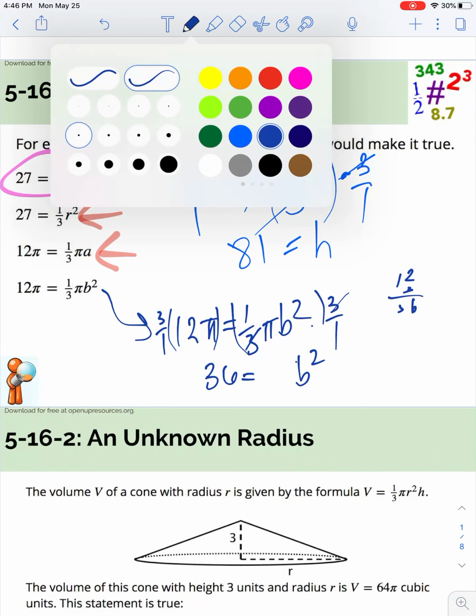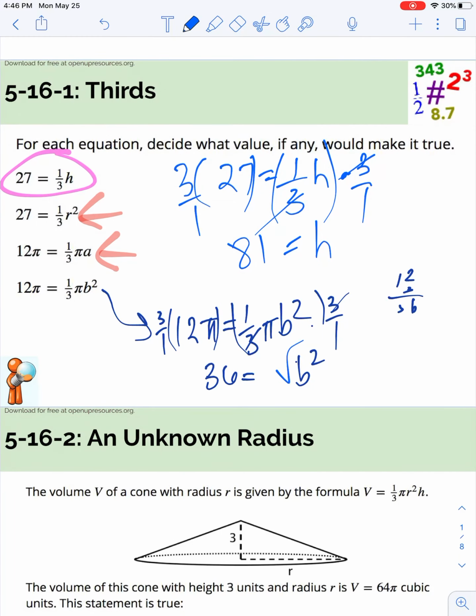Okay, so then next step, we're going to square root. What times what equals 36? 6 times 6. So that means 6 equals b. So there's your answer for the last one, and you guys are responsible to do those two in the middle. Okay.